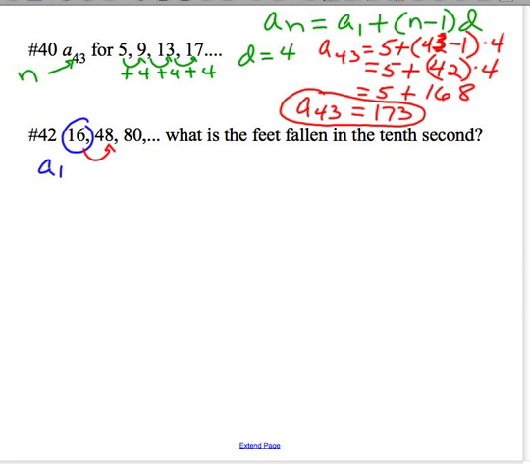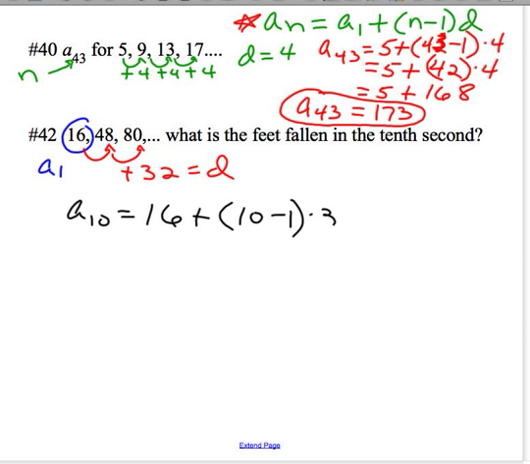So from 16 to 48, 48 to 80, what is that number that's being added to go from one term to the next? In that case, it's adding 32. And that 32 is my common difference. I use that exact same formula, but I'm using 16 and 32. So if I want to find my 10th term, that will be equal to a sub 1, which is 16, plus 10 minus 1 times 32.